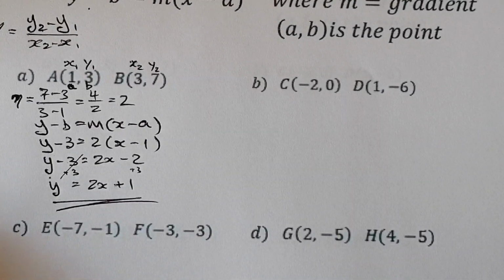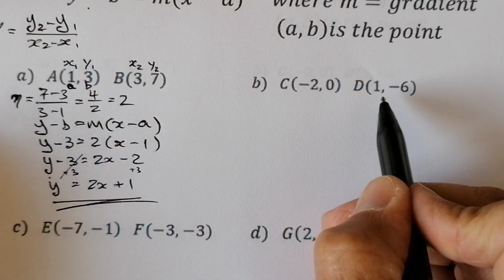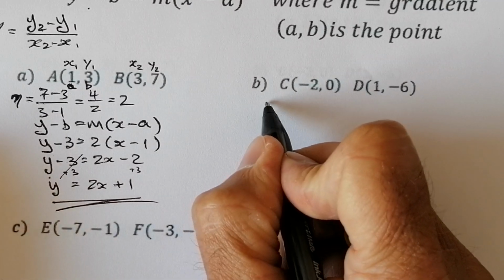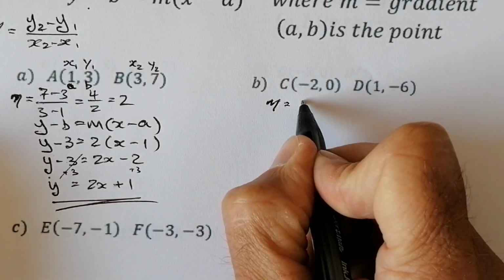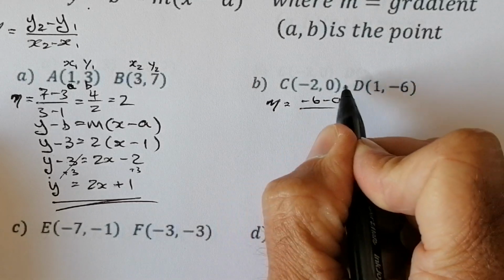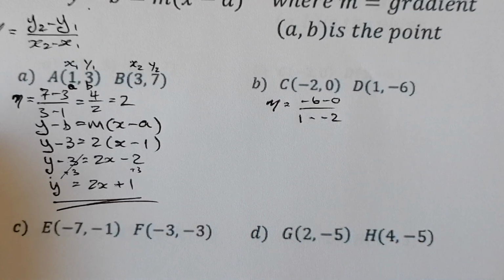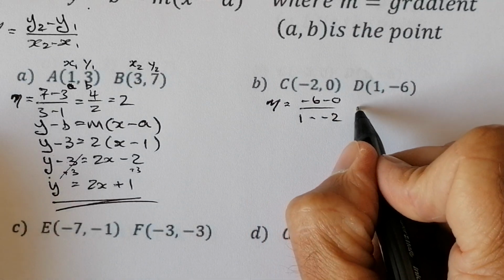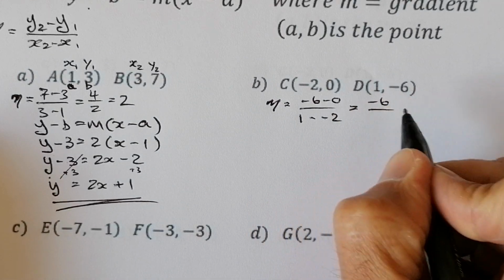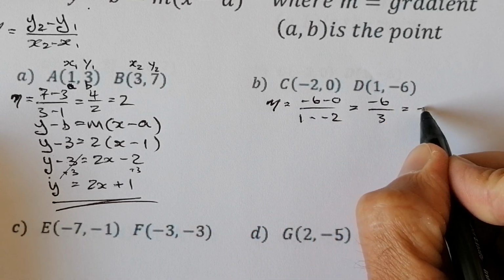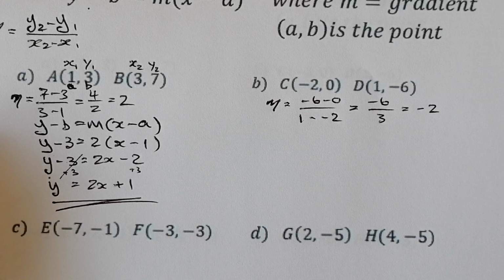Right, so here's the next one that we're going to work with, okay? So we've got minus 2, 0, and we've got 1, minus 6. Let's go with it. Okay, so we don't have the gradient, so I'm going to work out my gradient. So it's going to be minus 6 take away 0, over 1 take away minus 2. And I'm putting the 2 minuses in like that instead of just changing it to a plus. So that's minus 6 on the top. 1 plus 2 gives me 3, so that gives me a gradient of minus 2.